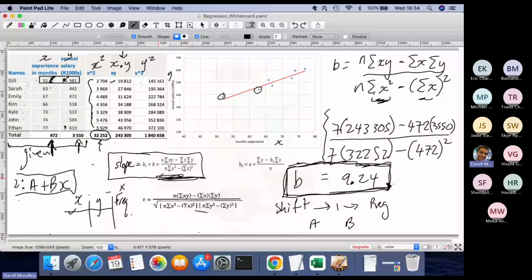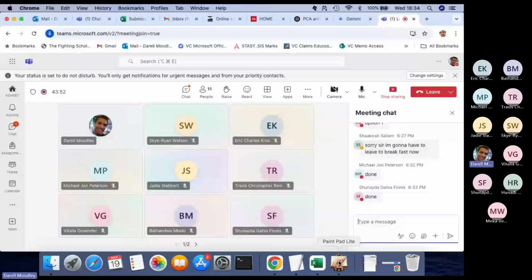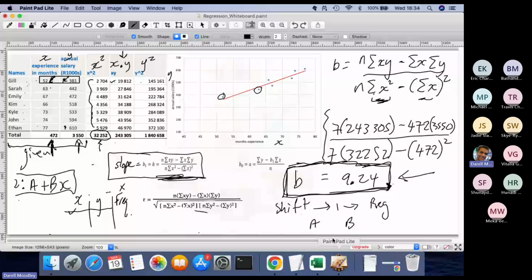If it's option 2, you press 2, and then you press equals. And you'll see you'll get this value here. That's the shortcut to get the slope. All right. Check in the chat. Everyone's good. Good. All right. So that's the shortcut to get B.